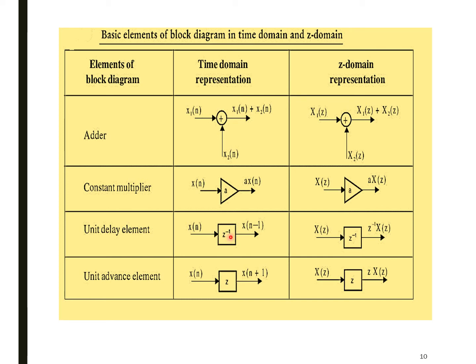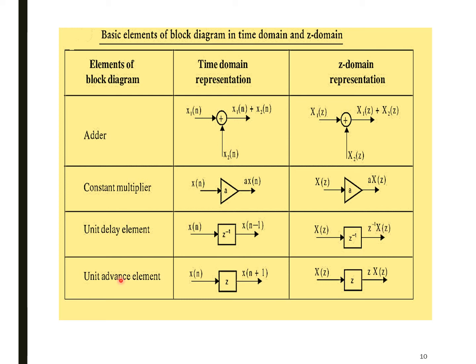So depending upon the number of delays, we can append the z inverse boxes. Okay, so this gives an output x of n minus 1. So z inverse to the power of minus 1 represents x of n minus 1. The same thing can be expressed in z domain as the input is x of z. It goes through a delay element z inverse. So what will be the output of it? It is z inverse into x of z.